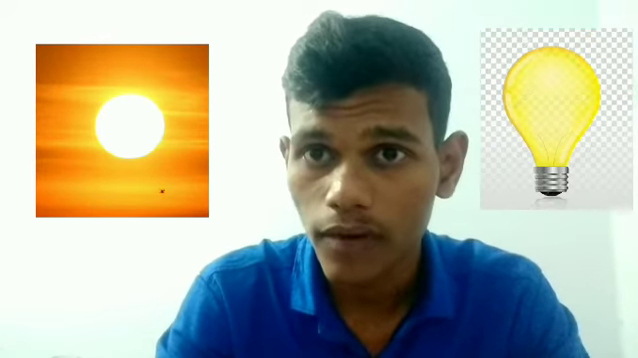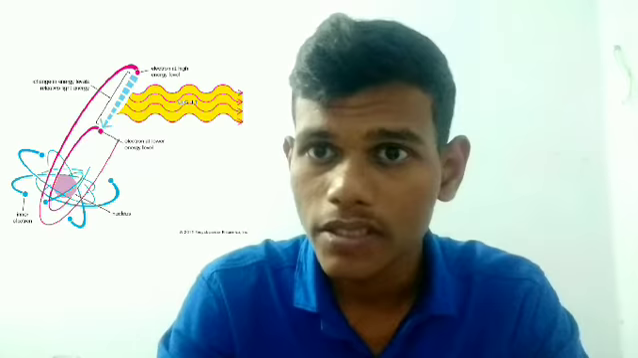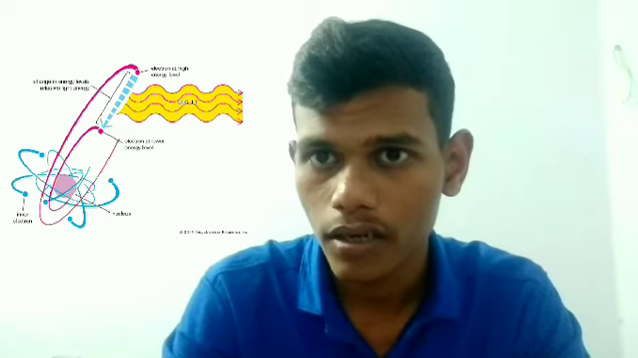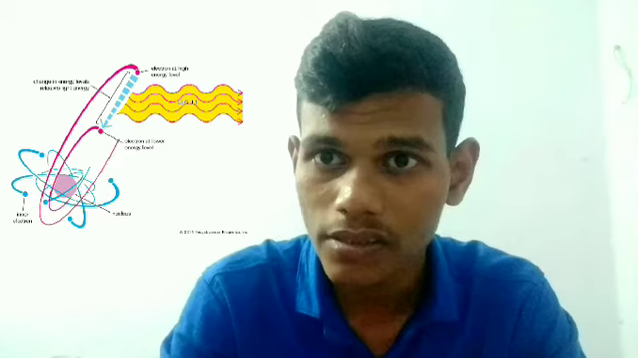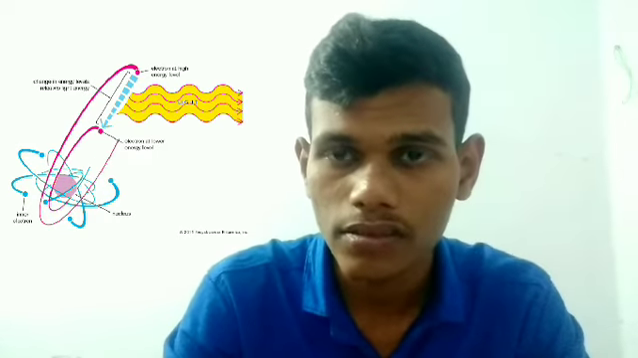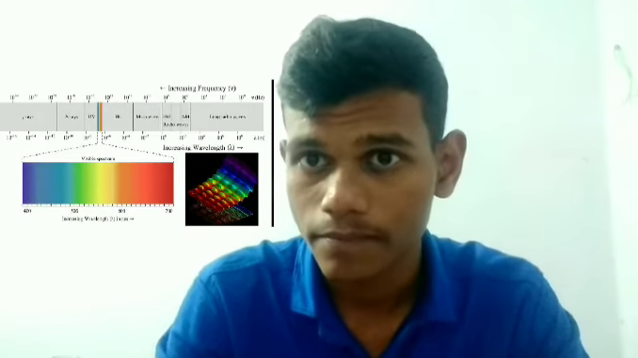Actually, very few objects emit light, like the sun and a light bulb. They are called sources of light. All other objects around us, pen, pencil, everything, are just reflecting sources of light. Okay, then how is light emitted? Light is emitted when an electron in an atom jumps from a higher energy orbital to a lower energy orbital. It emits radiation. When this radiation is in the visible region of the electromagnetic spectrum, it is called light.